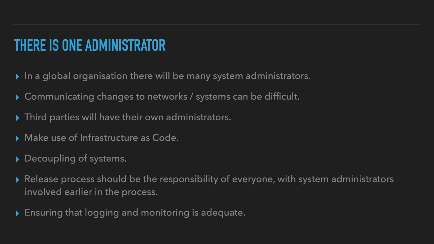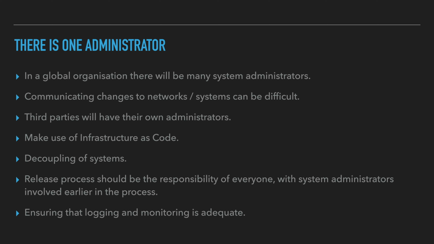Communicating or coordinating changes to networks or systems can be complex. In addition, any third-party services we use will have their own system administrators, so we will need to think about how we manage external dependencies. Potentially, we may wish to introduce an abstraction layer to reduce the impact of any third-party outages.